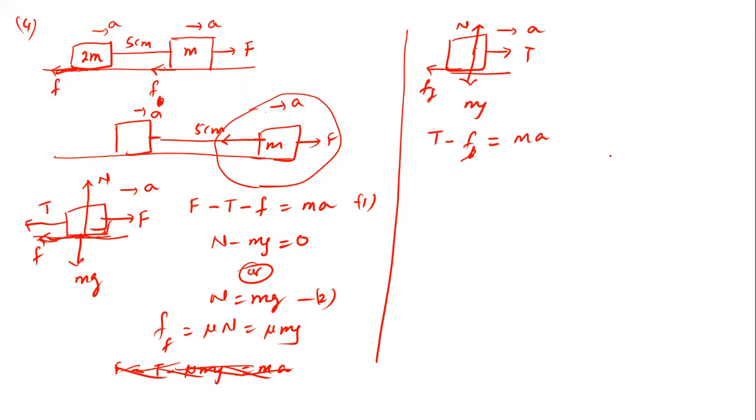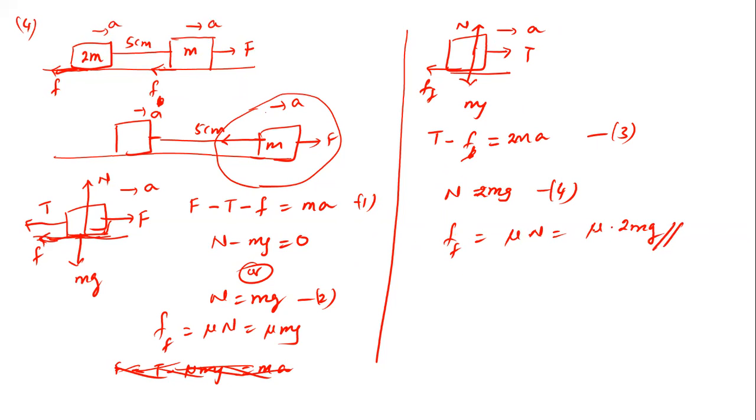And then next one, let me call this equation number 3. What's the next one? Next one tells you that N is equal to mg. And then this is 2m here. Oh my God, we should make it 2m here. It should be 2mg here, right? And then we also have frictional force is equal to mu times N, which should be mu times 2mg. This is the frictional force.